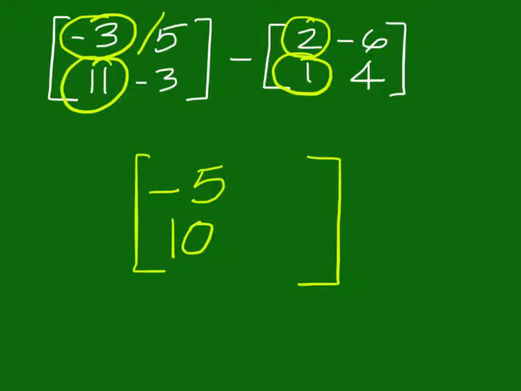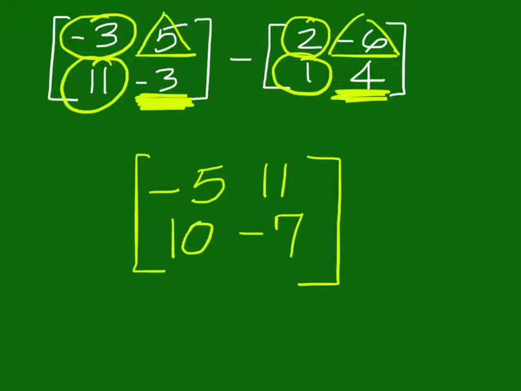If we go to the 5, I'll put a triangle around that. 5 minus a negative 6 is 11. Double negative. And negative 3 minus 4 would be negative 7.